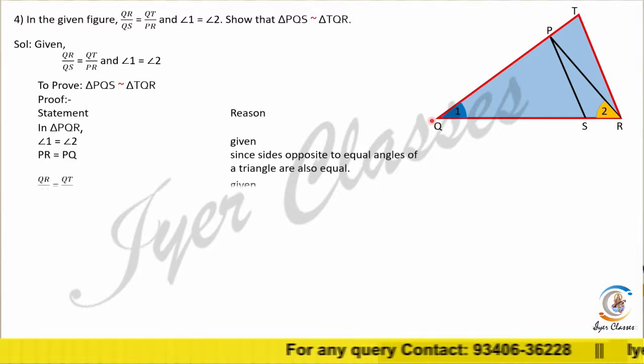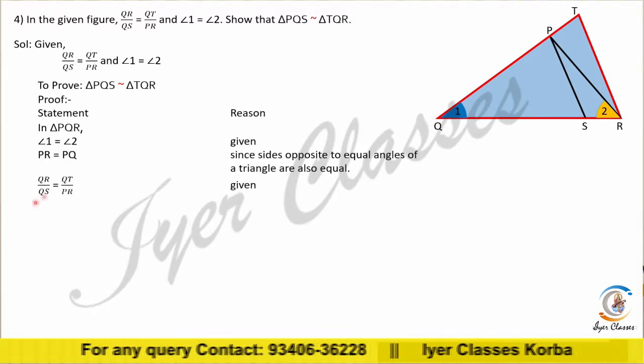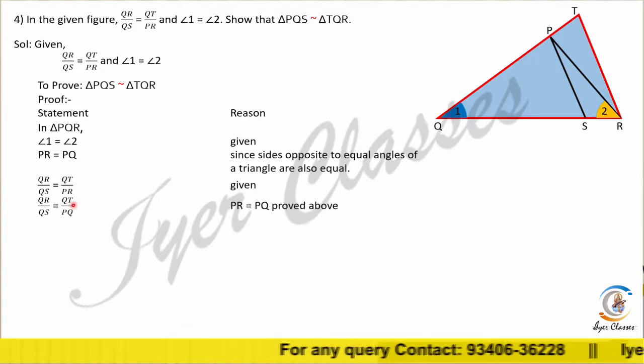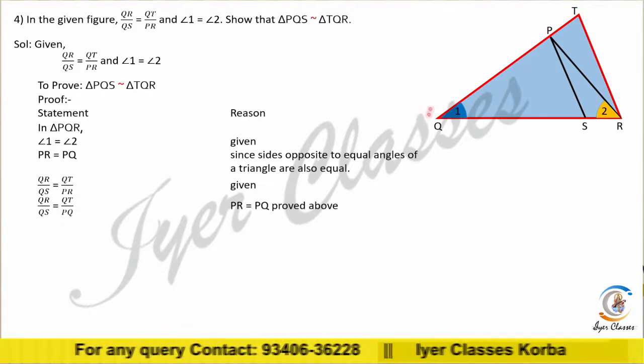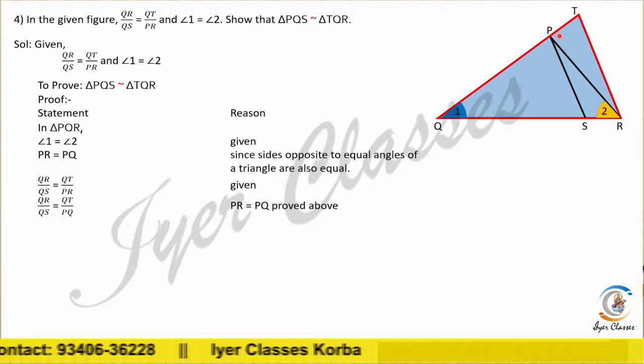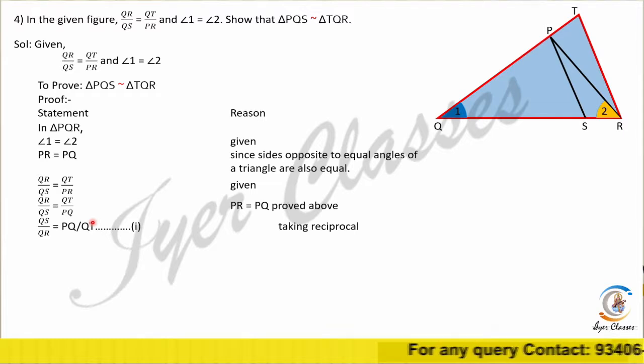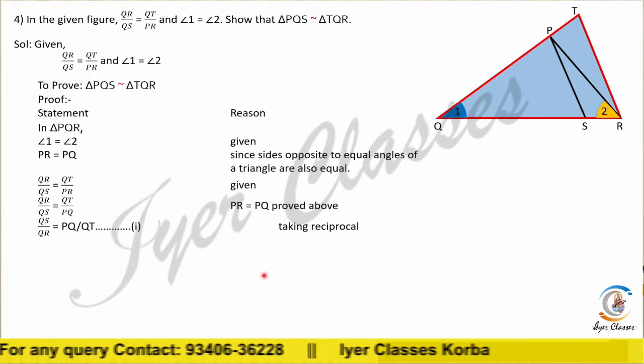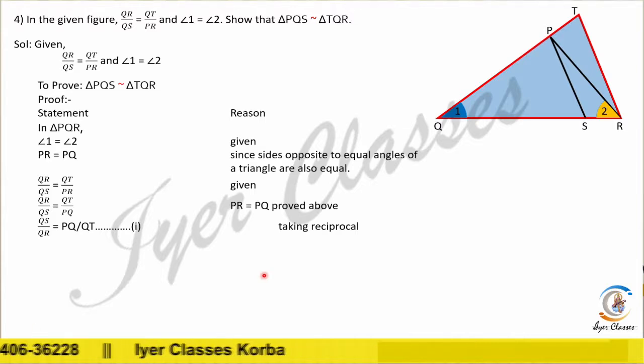So, what is given to us? QR by QS is equal to QT by PR, but PR is equal to what? PR can be replaced by PQ, right? So replace this PR by PQ and you have the next equation here. QS by QR is equal to PQ by QT, right?